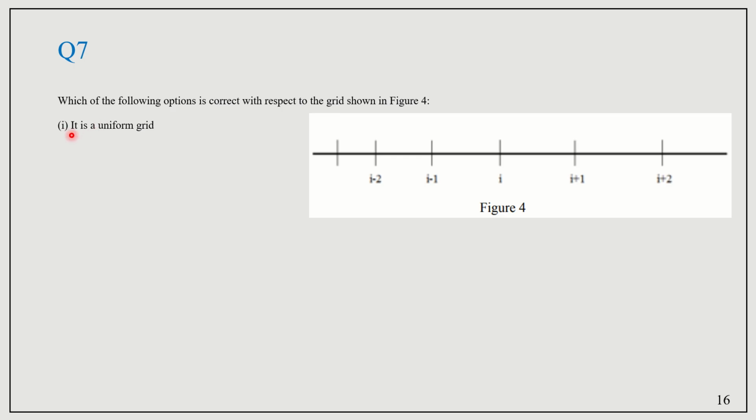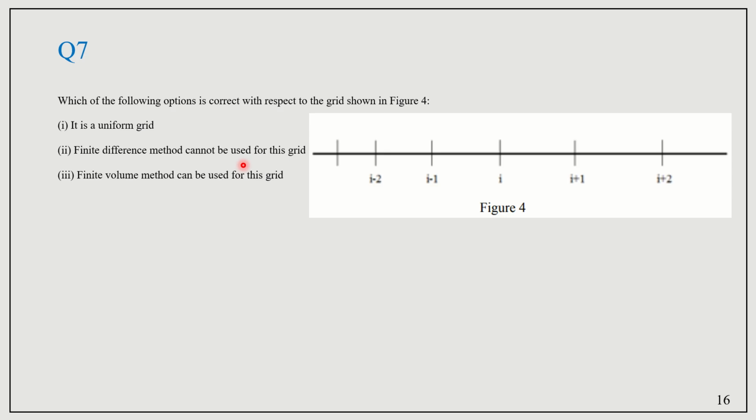First one, it is a uniform grid. It is a non-uniform grid, so the first statement is false. Second one, finite difference method cannot be used for this grid. Again, this is false because we can use the finite difference method. Third one, finite volume method can be used for this grid. Yes, we can use the finite volume method. So we can use finite difference or finite volume, it doesn't matter.